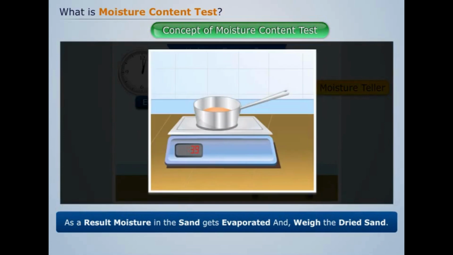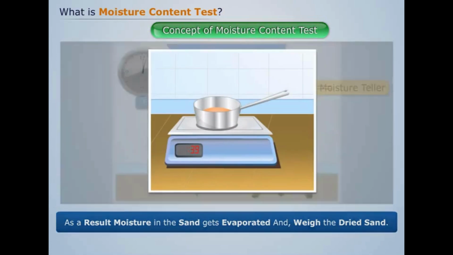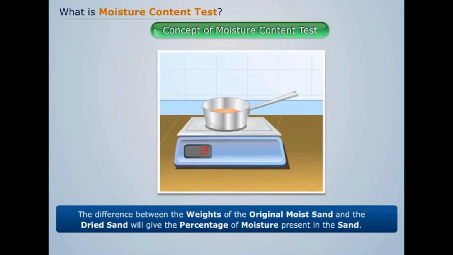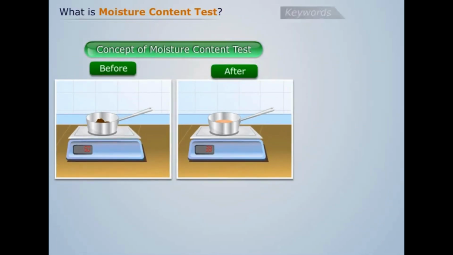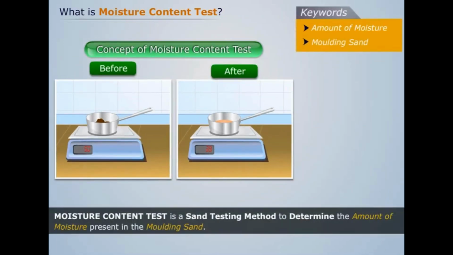Now weigh the dried sand. The difference between the weights of the original moist sand and the dried sand will give the percentage of moisture present in the sand. Thus, we can say that moisture content test is a sand testing method to determine the amount of moisture present in the molding sand.